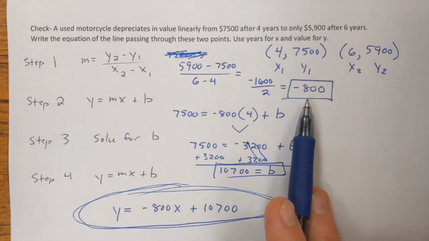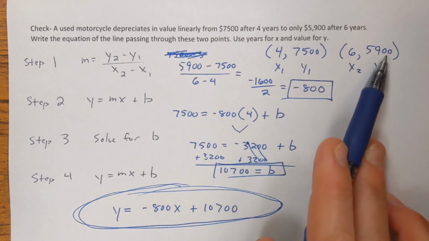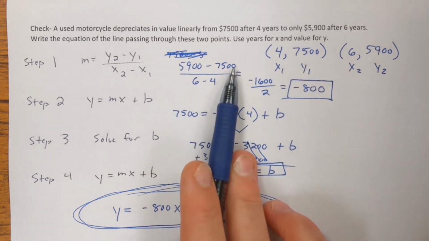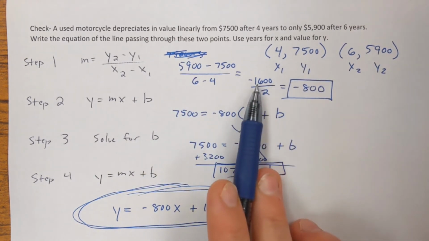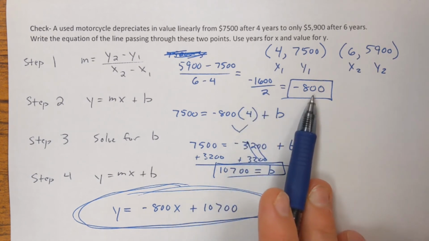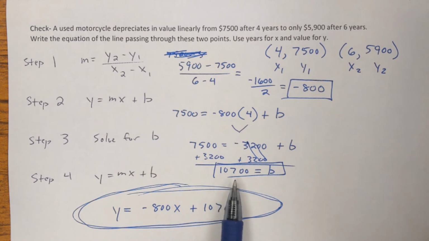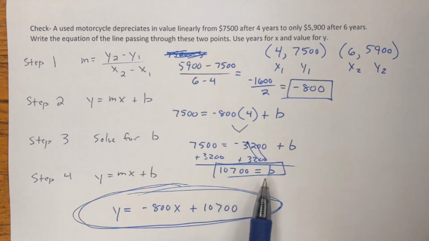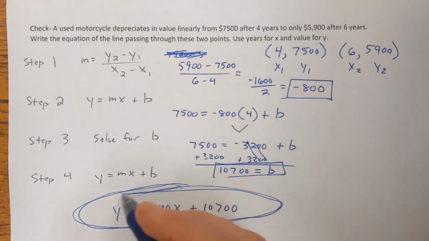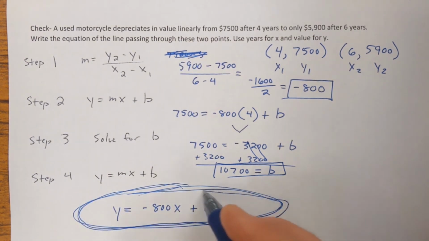Now notice, the value of this motorcycle was going down. That's why our slope came out negative. When you do 5,900 minus 7,500, you get a negative answer. It goes down $1,600 over 2 years, which is it goes down $800 a year. When you solve for B, you get 10,700. That would be the original value of the motorcycle. Put it all together, it looks like this.